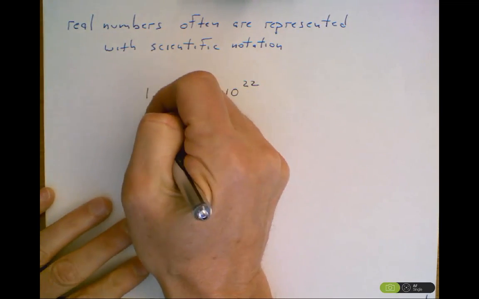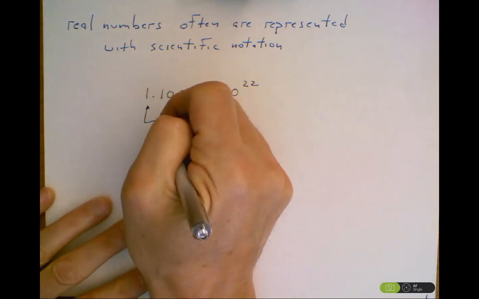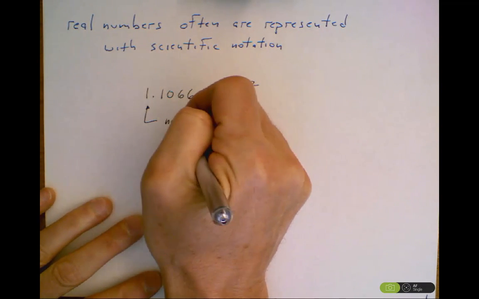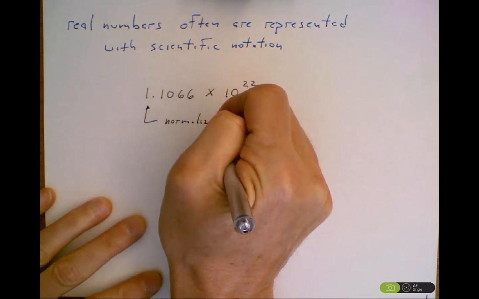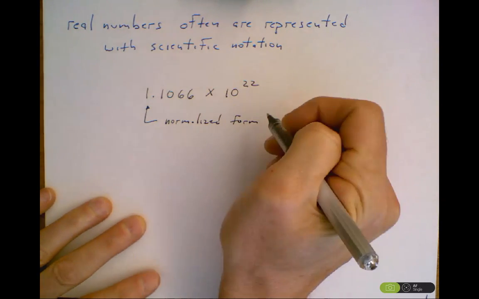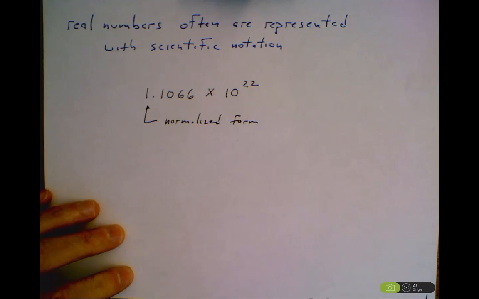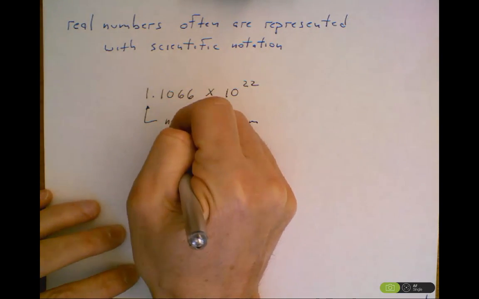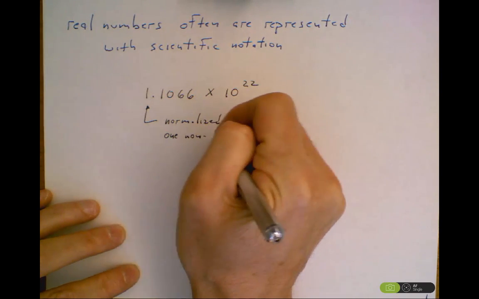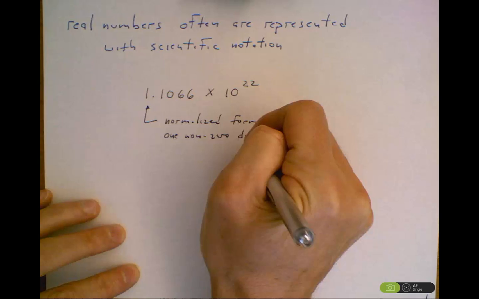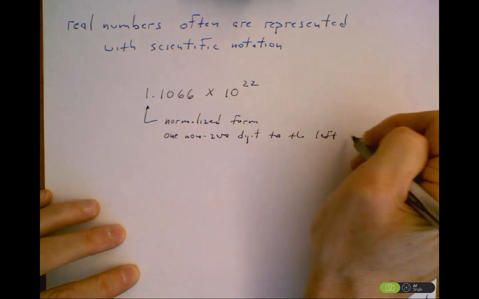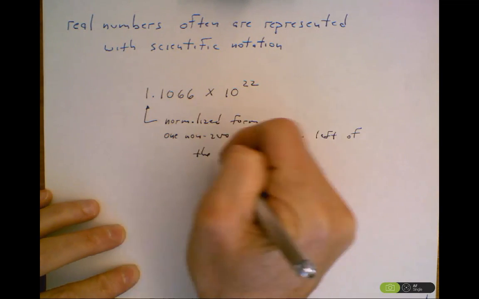In my high school chemistry class, my teacher, Mr. Connard, insisted upon a normalized form. What I'm going to call in this class anyways, a normalized form. I don't remember what he actually said, but he insisted that we write these numbers in some fixed way with one non-zero digit to the left of the decimal point.